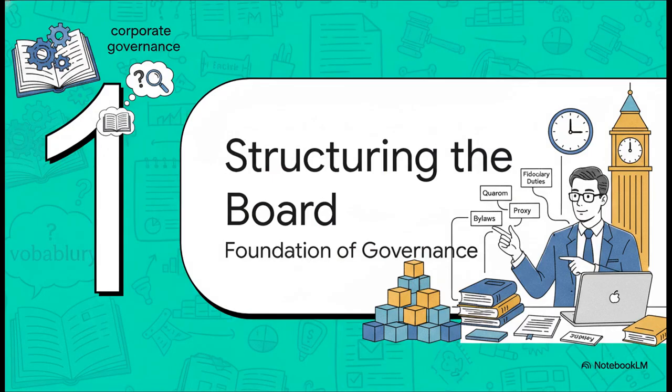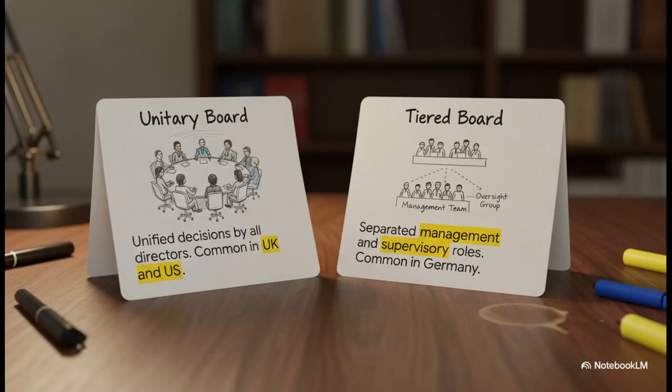Right, let's jump straight into Module 1, Structuring the Board, the Foundation of Governance. Okay, our very first essential English terms to lock in are the two main models of board structure. We've got the unitary board versus the tiered board. Now, over in the UK and the US, the standard is the unitary board. And a good trick here, unitary literally means unified. You have executive and non-executive directors sitting together around one single table, making decisions as a unified group with equal legal responsibility.